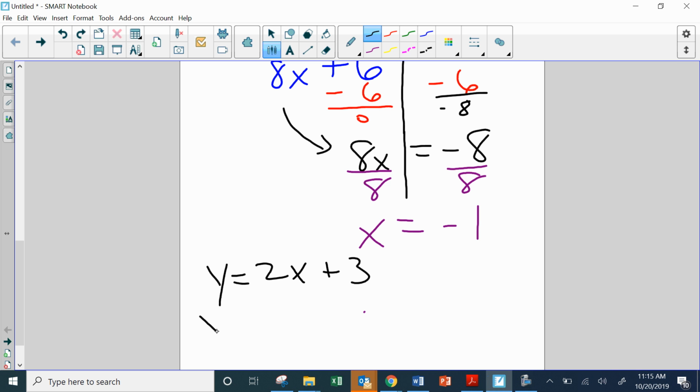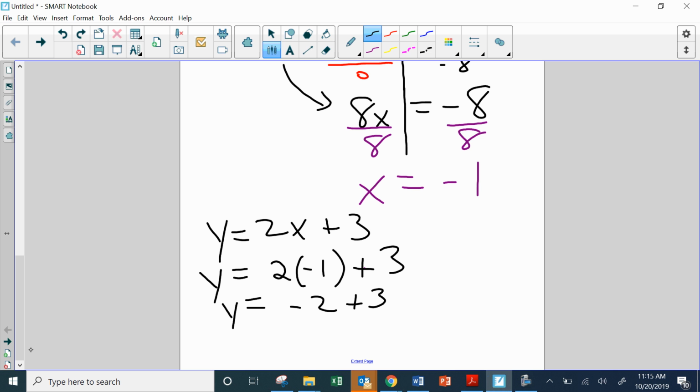Back to the black, so y equals 2x plus 3. And if x is -1, I would just say y equals 2 times -1 plus 3. Solving this out, I get y equals -2 plus 3, and I get y equals +1. So the solution for this particular problem, x would be -1, y would be 1. That is the only ordered pair that will solve both equations. If we graph the two lines, that should be where our lines cross. That's what the solution is, where the two lines cross.